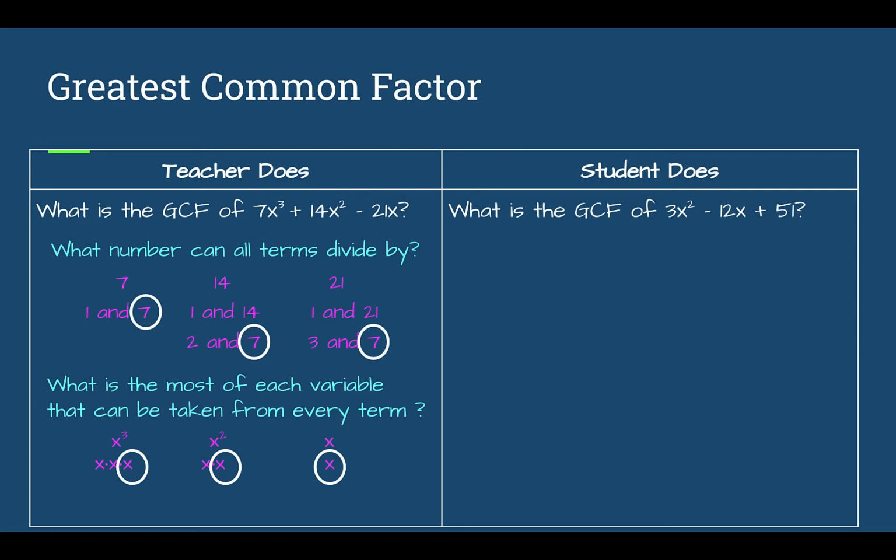A quicker way to realize this is just looking at the exponents. The lowest exponent is going to be what you can take out.